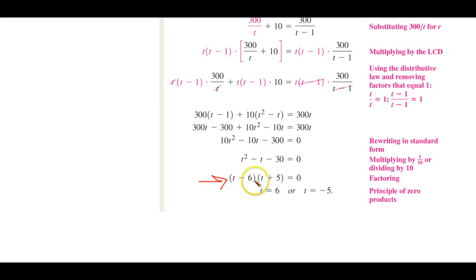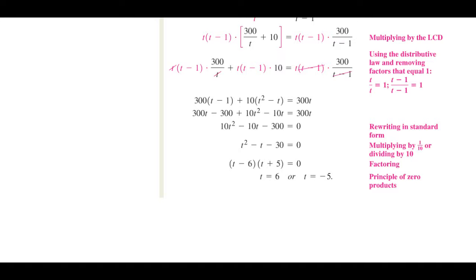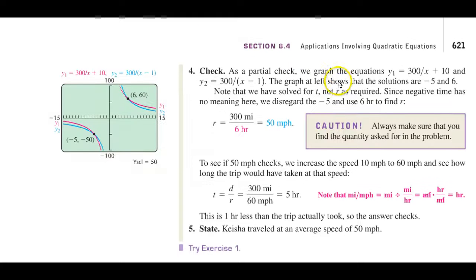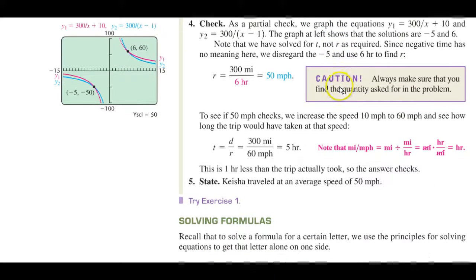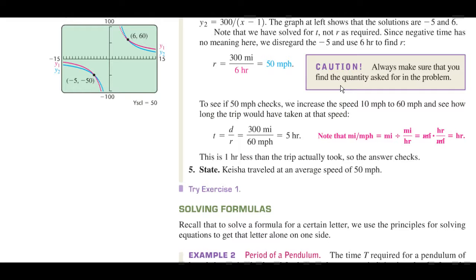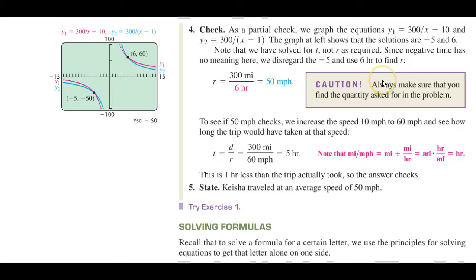And at least this part is easy, because we can factor that. And then t here is going to equal 6, and t here equals a -5. So we're not in the twilight zone, so we don't have -5 time. Our time is going to be 6 hours. And I believe they'll probably check it for us, and they do. And they are asking us to note something here.